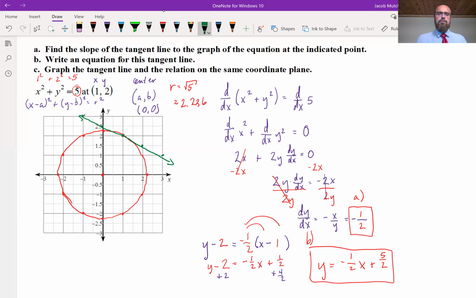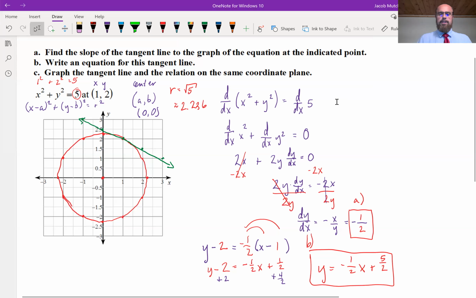Well, thank you for joining for this writing of a tangent line to a relation using implicit differentiation. I'll let you write your own tangent lines to your own relations. See you soon.